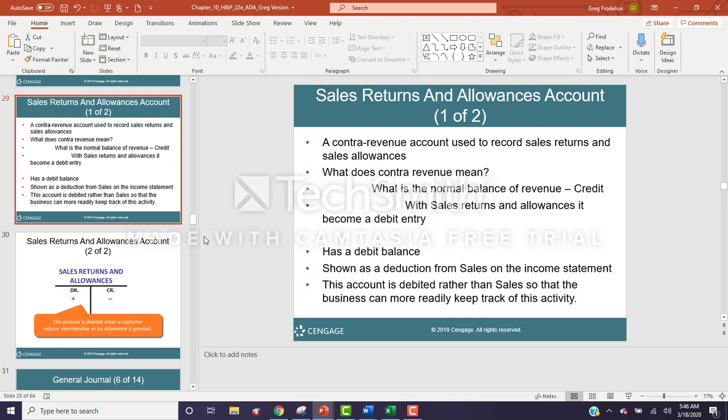We're going to be talking about sales returns and allowances as well as sales discounts. Both of these accounts are what we call contra revenue accounts.